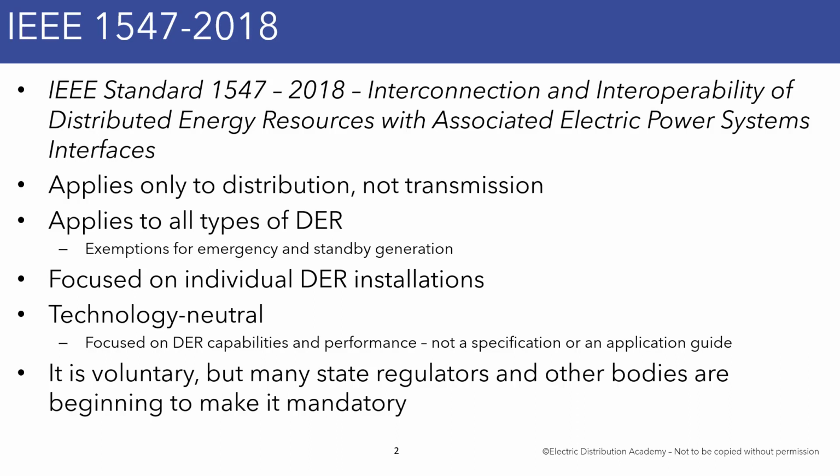For distribution, there are no voltage levels that are defined in 1547, but it varies according to the utility or co-op or muni that you're working in. With respect to transmission, there is a new standard that was just released, and it is IEEE 2800, and it was just released in May of 2022.